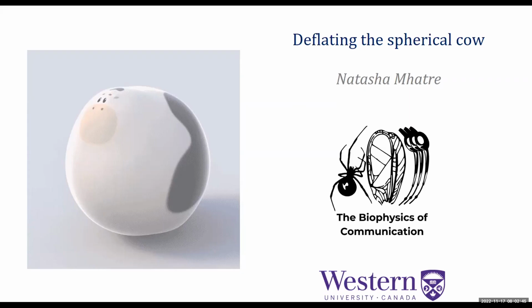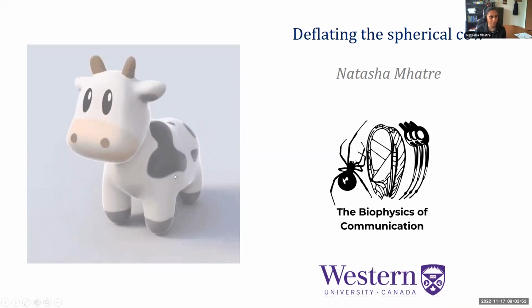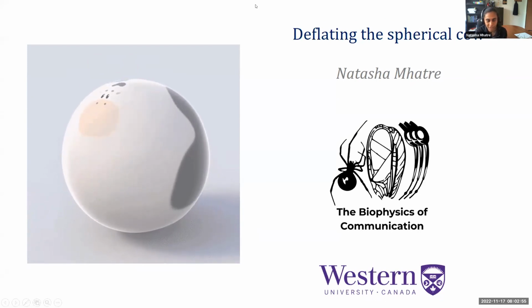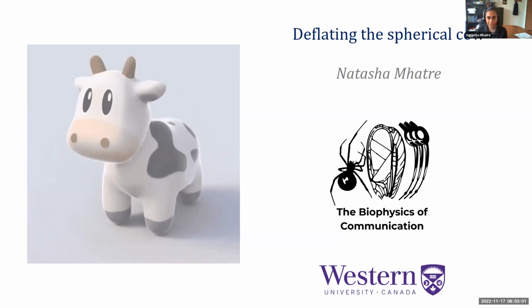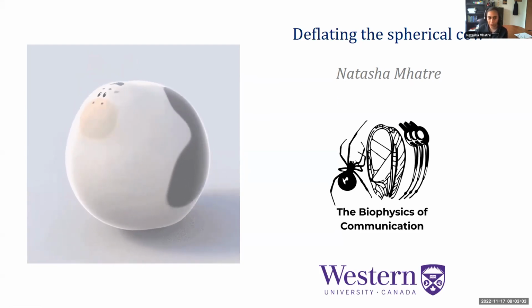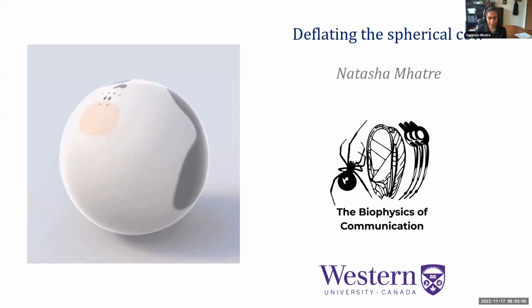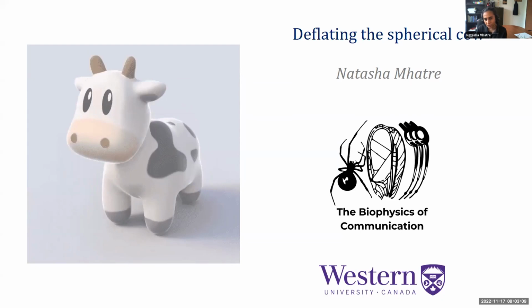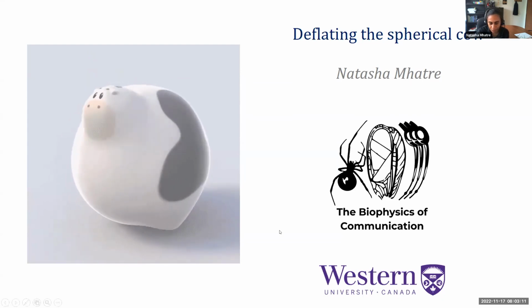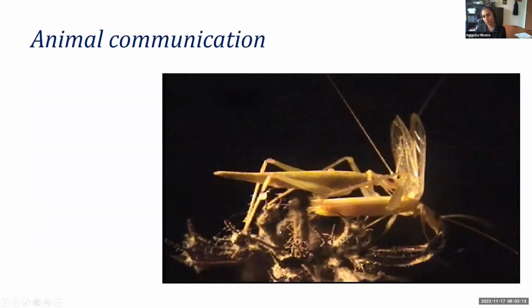Thank you. Okay, so my talk today is going to be a little bit about spherical cows and why they're not necessarily the best way of doing things. Or at least they are very, very good in many circumstances. And there are occasional circumstances when you don't want a spherical cow, you want to deflate it and bring it down to its normal shape. So I'll jump right into it and tell you a little bit about what I study.